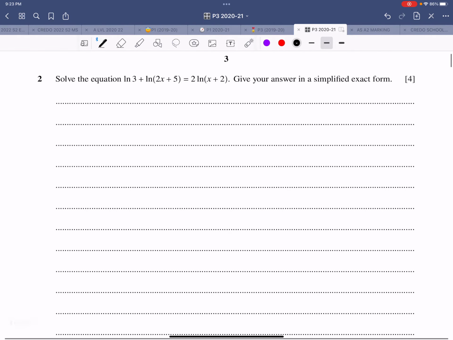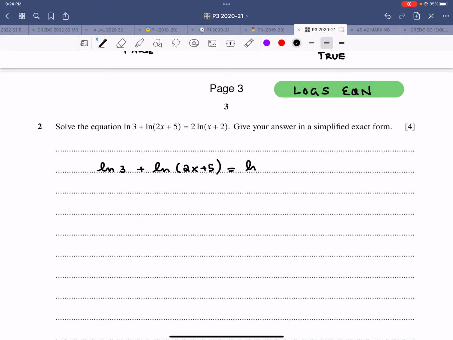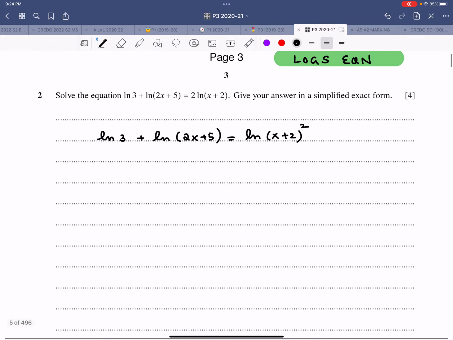It says solve the equation such and such, give your answer in simplified exact form. This question is about logs. It's about an equation related to logs. Now in this one, ln 3 plus ln (2x + 5) equals ln (x + 2) whole square. That is the first rule of log that I've applied.